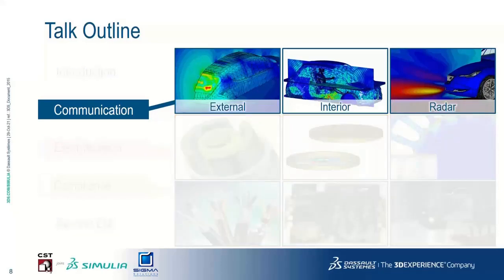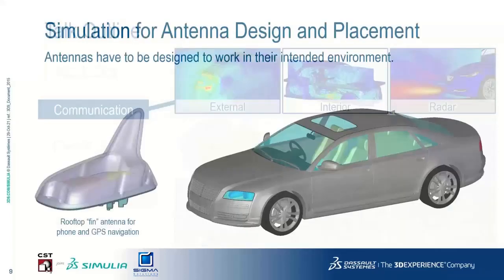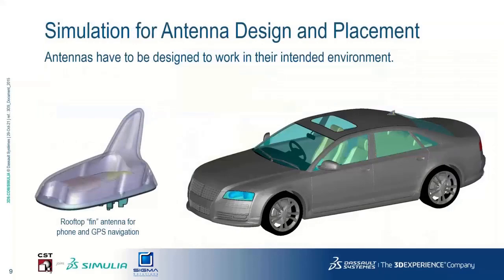So let's get started. Let's quickly look at the communication part of it. We have external communication. Those are the communication systems outside. We have interior or internal communication. Those are all the systems inside the car, designed to function inside the car only, perhaps. And then we have radar as well. Just really quick, again, I don't want to spend too much time on it.